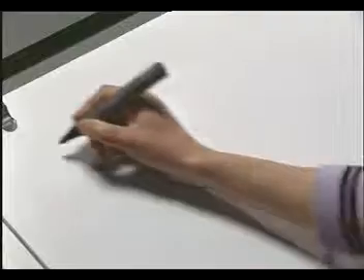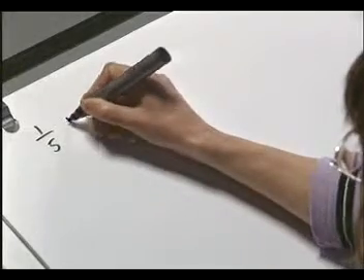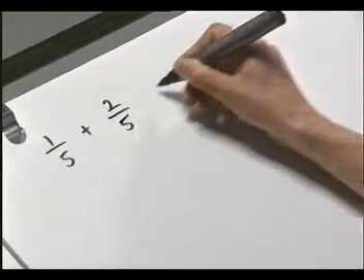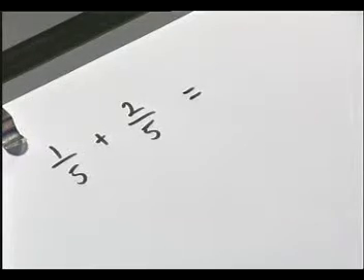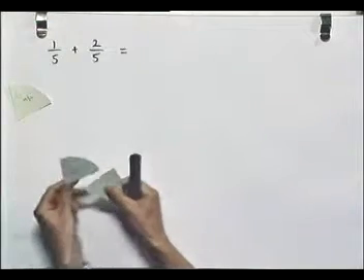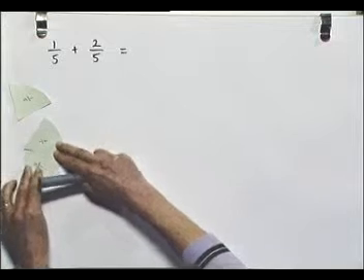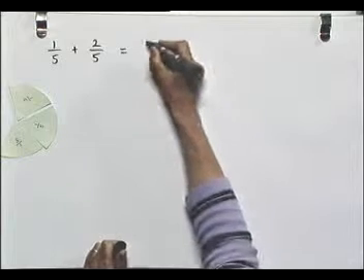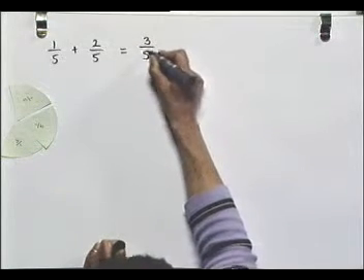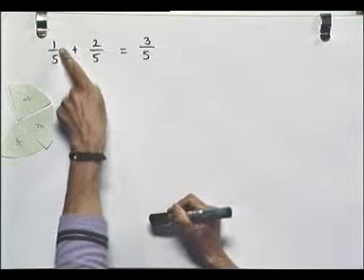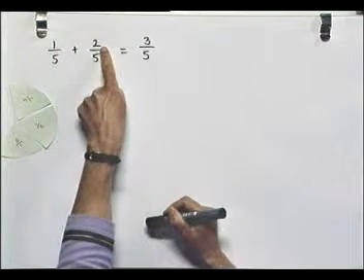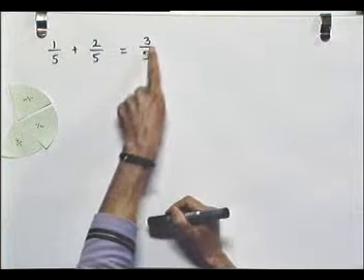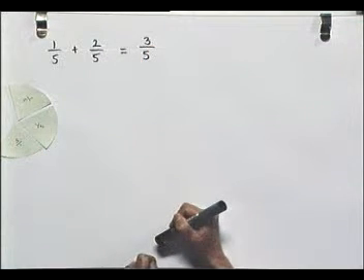We're now going to have a look at adding and subtracting fractions. Let's start with 1/5 plus 2/5. Here I have 1/5 and here 2/5. If we add them together, we have 3/5. So what I've done is added the numerators of the two fractions. So 1 plus 2 gives me 3/5.